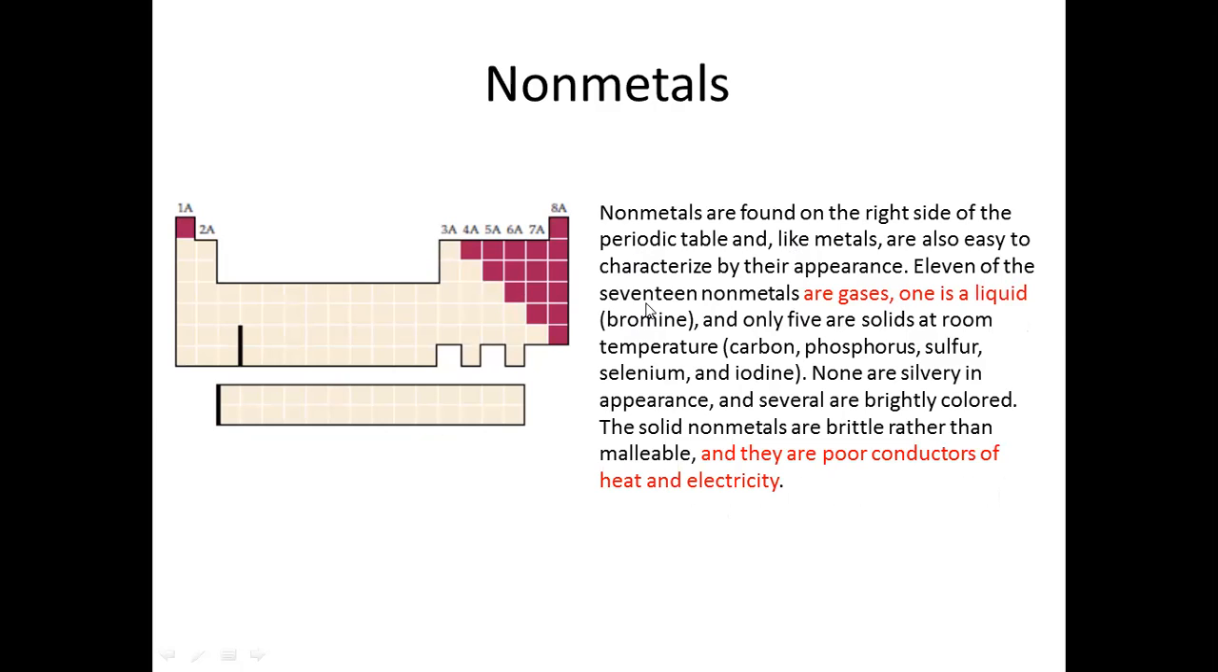and they may be gases or liquids, and they are poor conductors of heat and electricity as compared to the metals, because the metals are good in conductivity because of the presence of unpaired electrons in their orbitals.